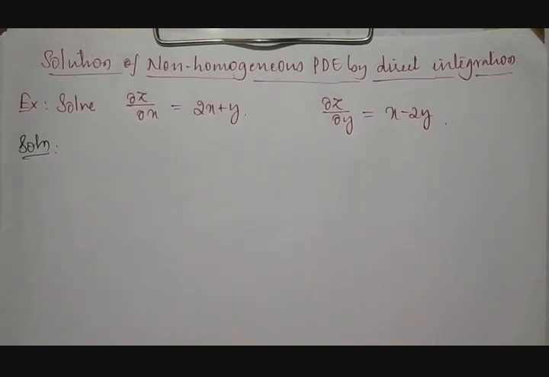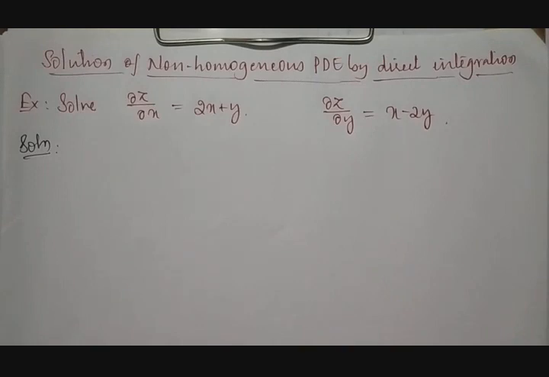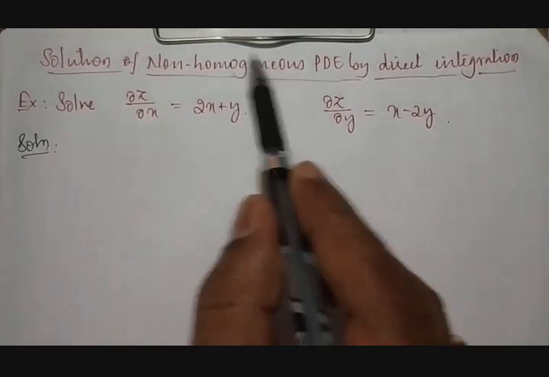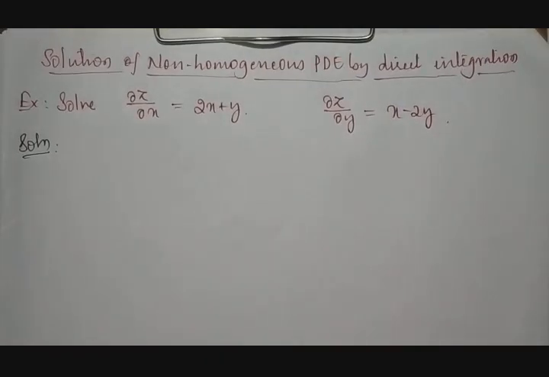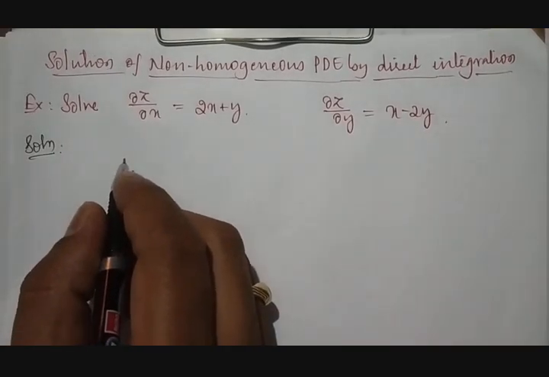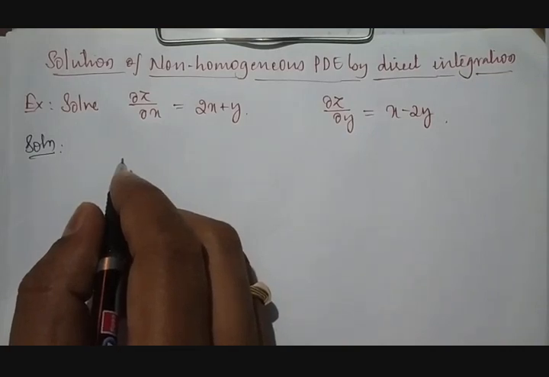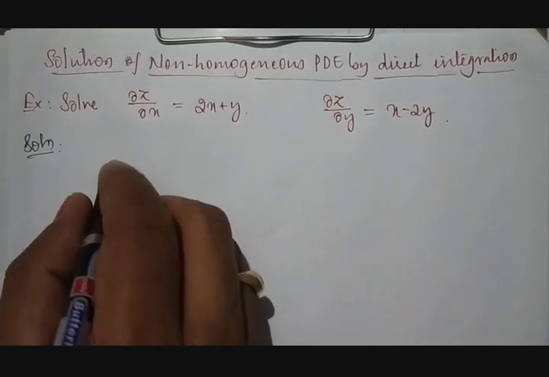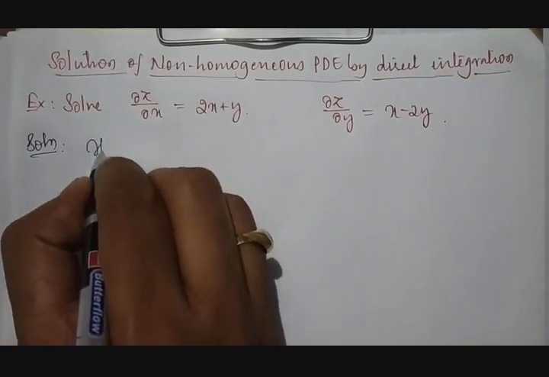Now let us discuss one unique example which is simultaneous equations. By using these simultaneous equations, we are going to get a solution for a non-homogeneous partial differential equation by the direct integration method. So let us see what this example says and how we can get a result, that is a solution for a non-homogeneous partial differential equation. Okay, so first we write down what this is.